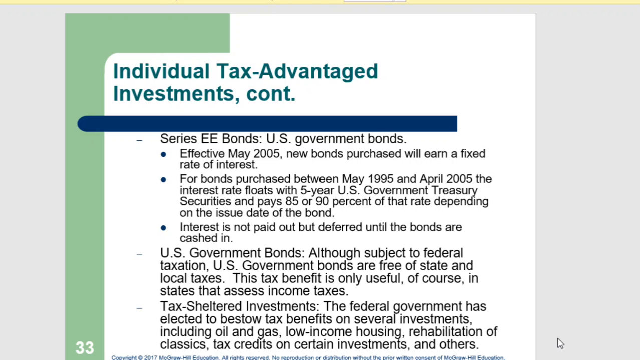So these are interesting. Another tax advantage security is the Series EE bond. It's a government bond, so you're lending money to the federal government. You earn interest on the bond, but the interest is not paid out. It's deferred until the bonds are cashed in. So in a way, your interest is growing and growing, and you're not paying tax on that interest until you take the money out.